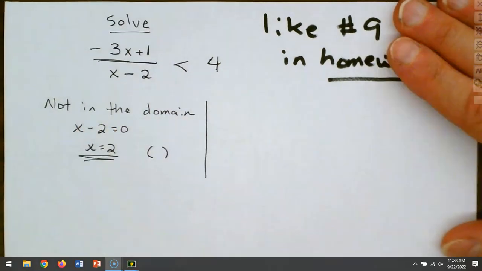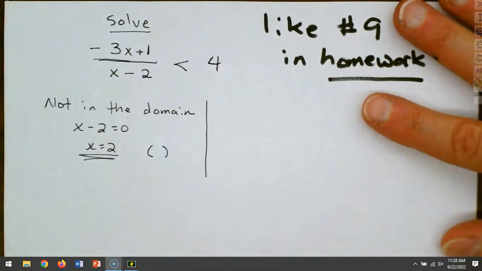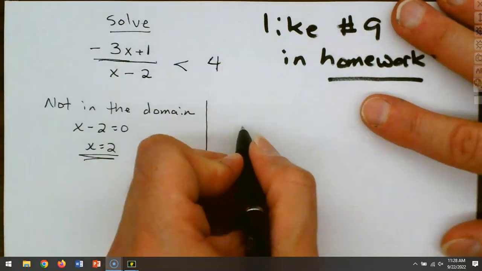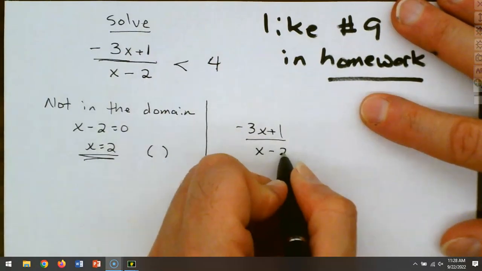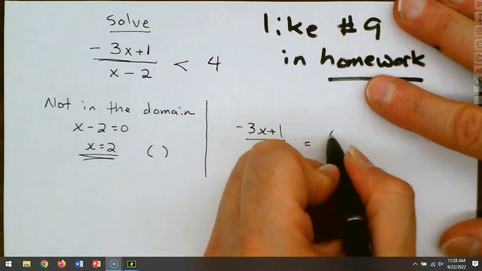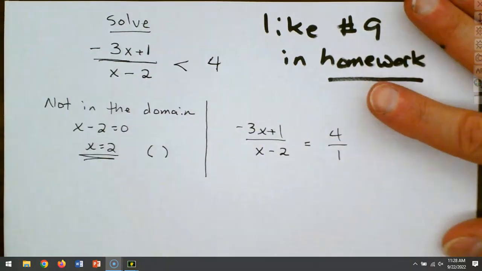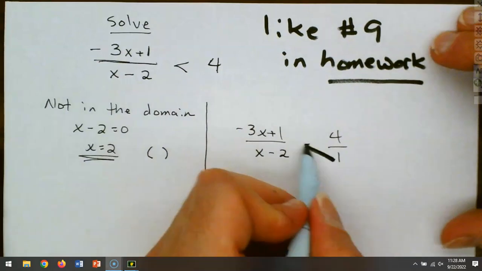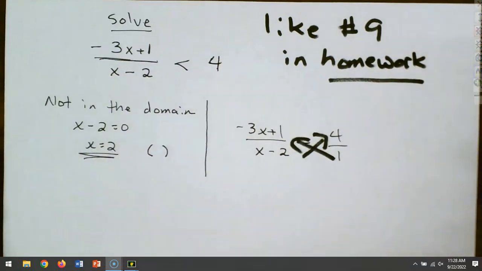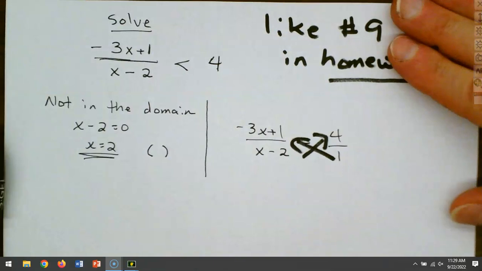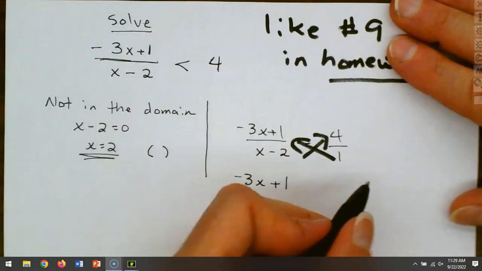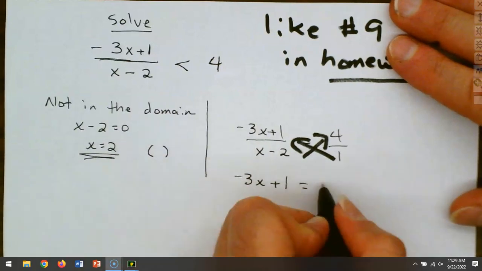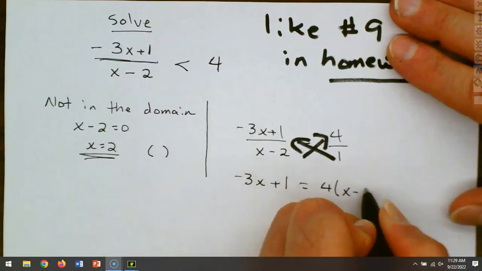What about the other one? What do we do to get the other one? To get the other one, okay, we replace the inequality symbol with an equals. And I'll make that 4 over 1. And now we should kind of know what to do. So what do? Cross multiply. And this one is going to give us a solution. So we have a minus 3x plus 1. That's going to equal 4 times x minus 2.